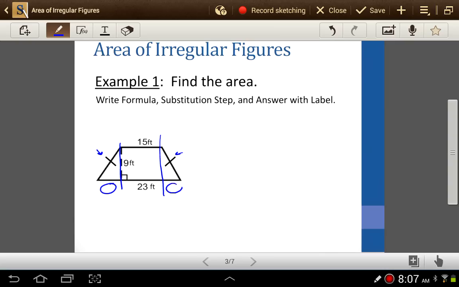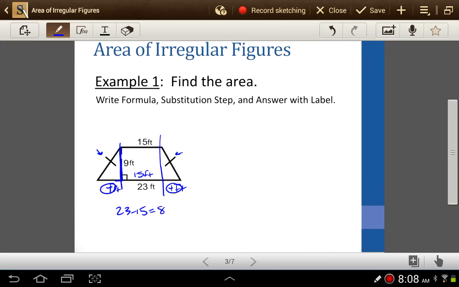Okay, so now, what do I know about the sides here and here? I need to know those lengths. Well, if I know this top part is 15, then I know that this bottom part is 15. And 23 minus 15 equals 8, which means I have 8 feet left over. Since the two sides are equal, that means this has to be 4 feet, and that has to be 4 feet, because 4 feet, 15 feet, and 4 feet equals 23 feet. Okay? Now I know my triangles.